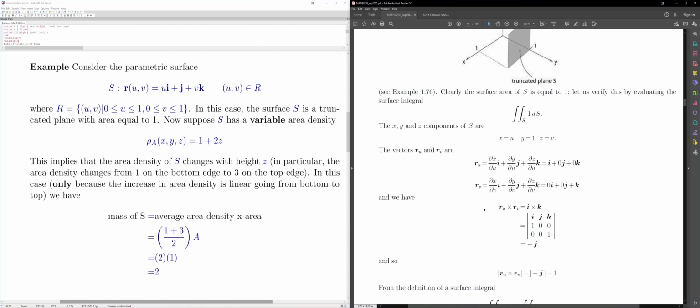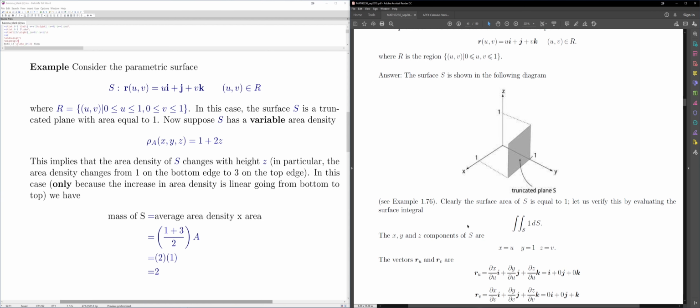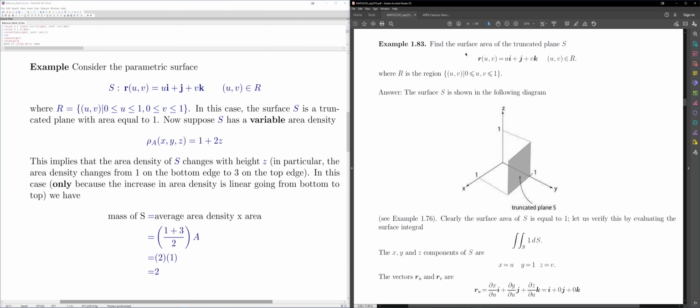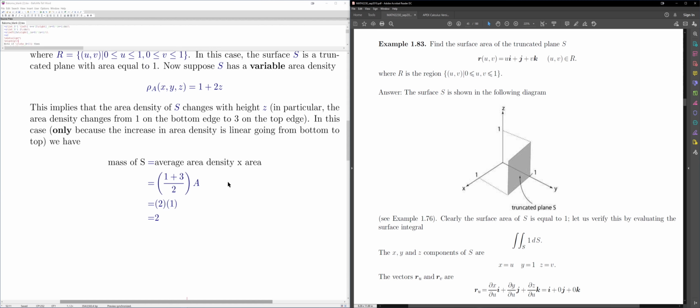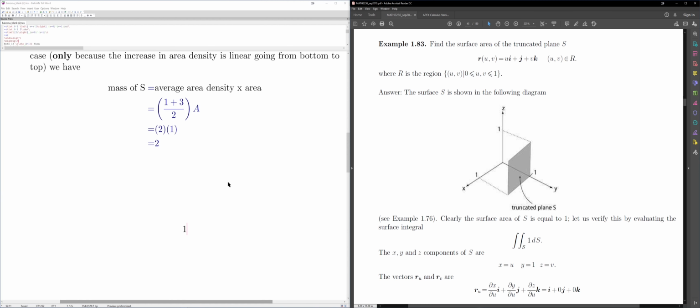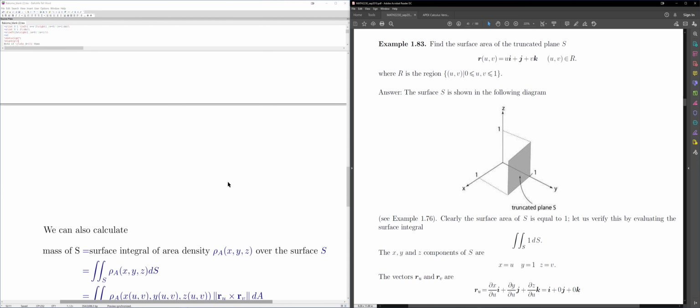Okay, so all of these things, the r_u and the r_v and the cross product of r_u and r_v, those have to do with the parametric surface that was given to you. And in this example and in the previous example, it's the same parametric surface. All right, so we want to work it out.